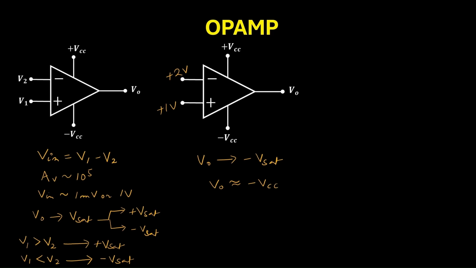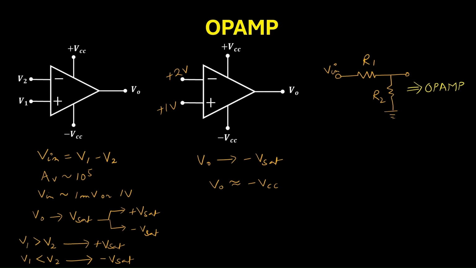Now sometimes they give a circuit like this. Suppose this is V input, then this is connected to a network of resistors. Let's say this is R1 and this is R2, and this is fed to the OPAMP.